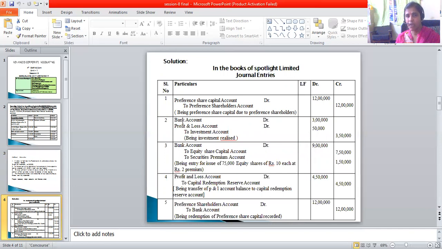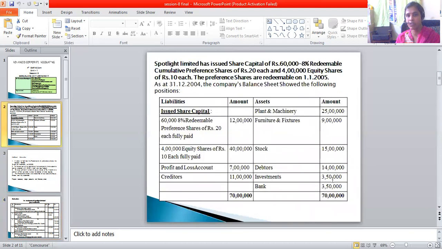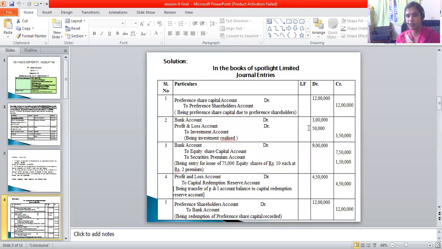So next, the investments are sold at 3 lakhs. If you check in the balance sheet, the investments are around 3,50,000. So 3 lakhs is the amount that is realized, and 50,000 is a loss. Whenever there is a loss in the sale of an asset, that loss is transferred to the P&L account. So 3 lakhs is the amount that is got from the sale of the investment, 50,000 is a loss, and 3,50,000 is the amount that is closed that we had in the investment account.